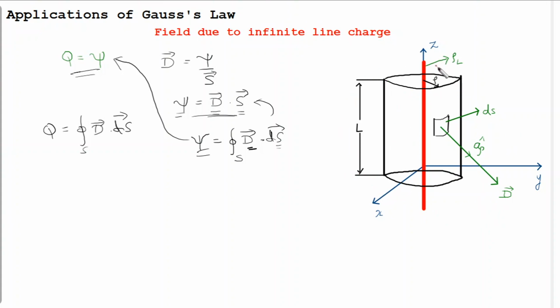Or I can easily say that flux density or flux lines will always be perpendicular to the charge, especially line charge, sheet charge, volume charge. As we discussed, the flux line will be perpendicular to that. So due to these two reasons, the flux line coming out from the top surface and bottom surface will be 0.